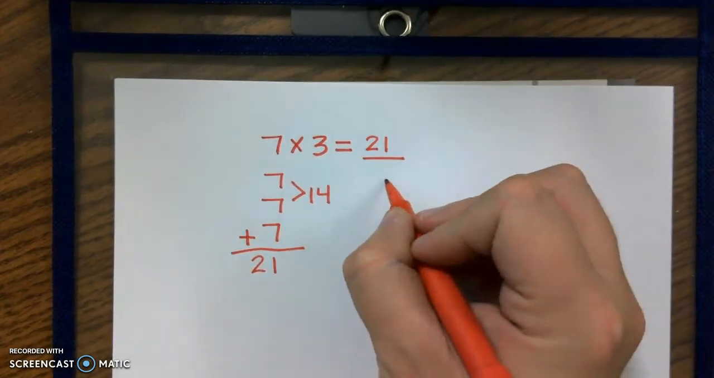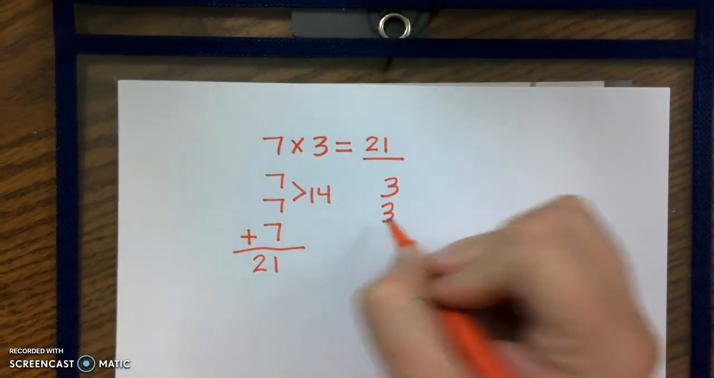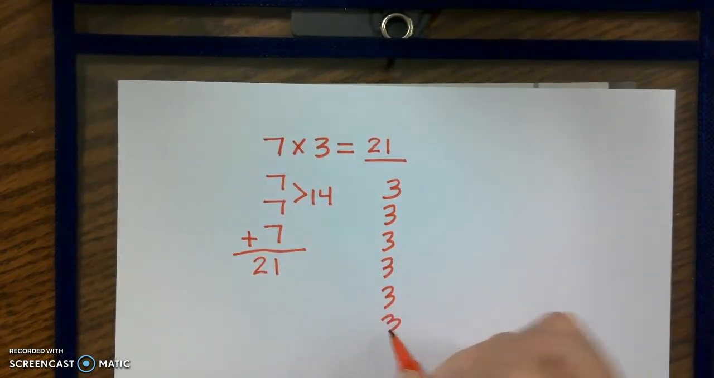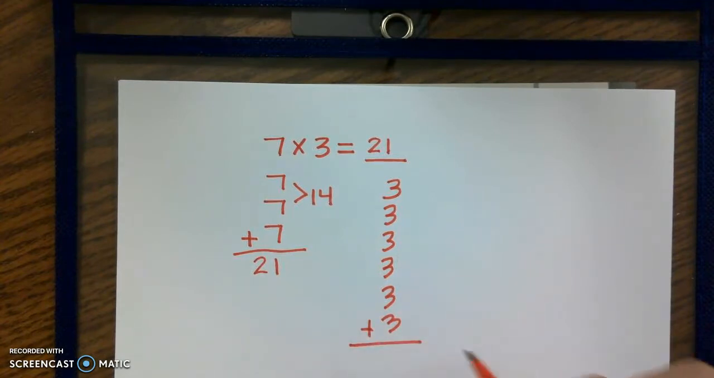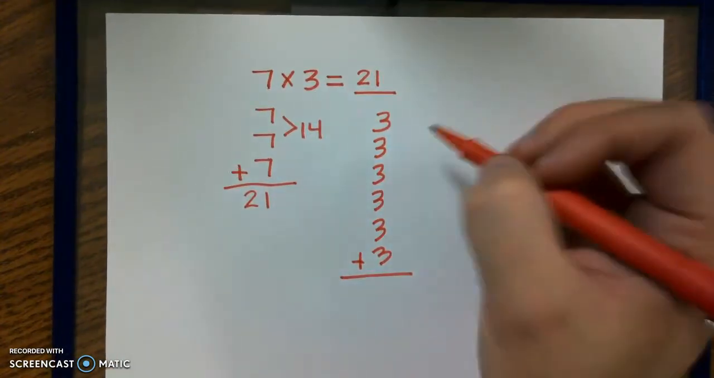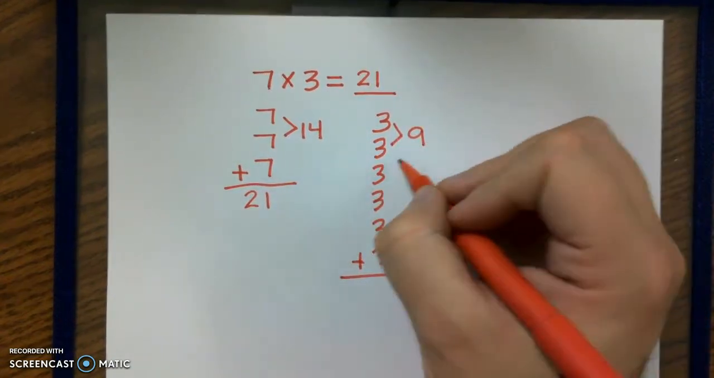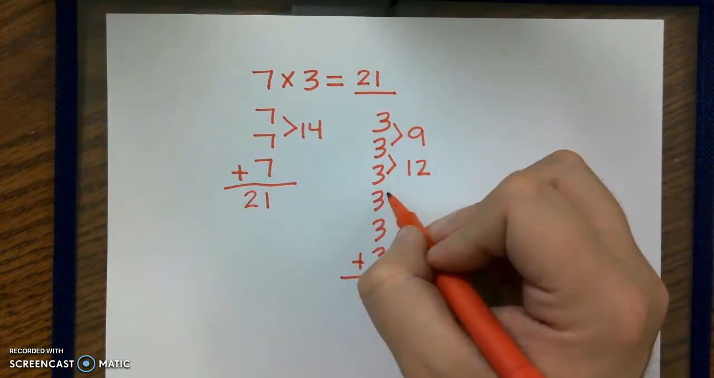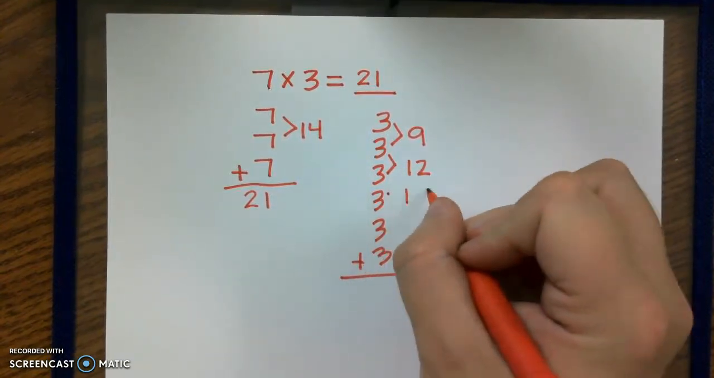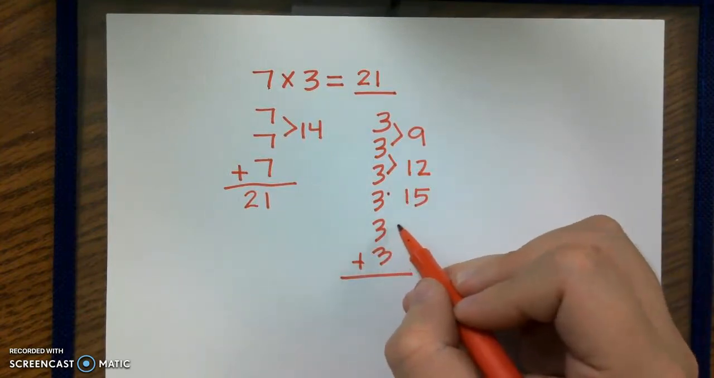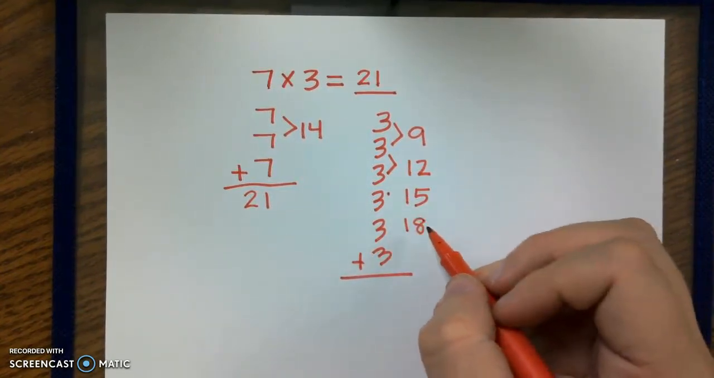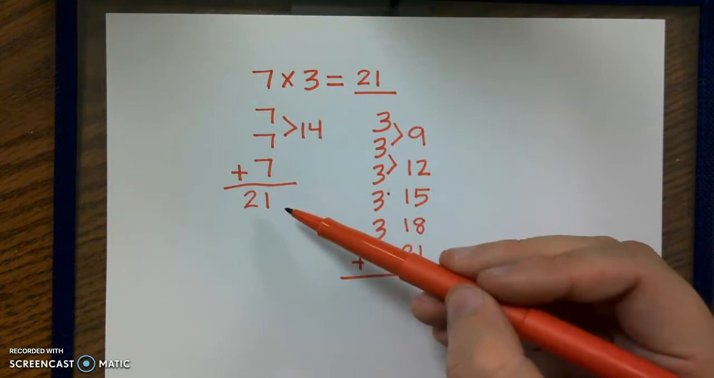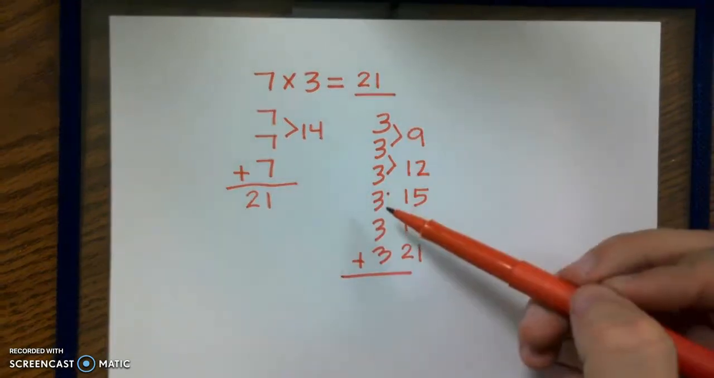Then there's another way. I can add 3 seven times. 3 and 3 is 6, plus 3 more is 9, 12, then 3 more is 15, 18, and then plus 3 more would be 21. So I can either add 7 three times or add 3 seven times.